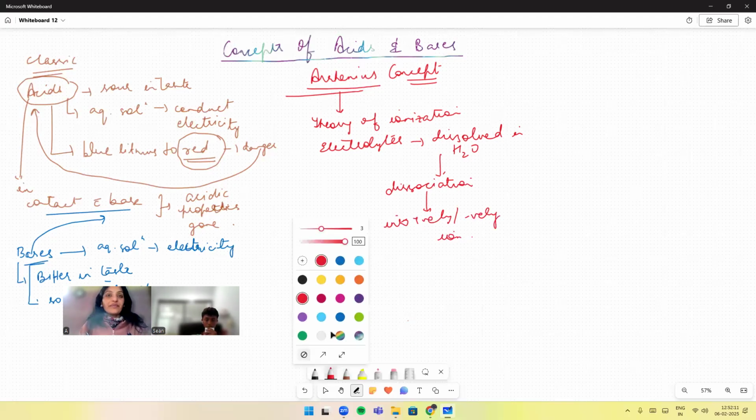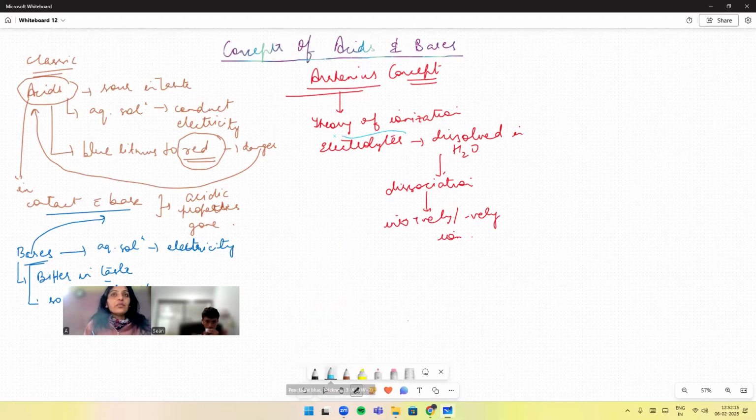Now, in this theory, what are the keywords? The first keyword is electrolyte. What is an electrolyte? An electrolyte is basically a liquid which conducts electricity. When we talk about electricity, I have in my mind wires, geysers. All solid things come to my mind. No liquid comes to my mind, right? But yes, liquids do conduct electricity, and those liquids are called electrolytes. So dissolved in water means it is in the solution form, right?